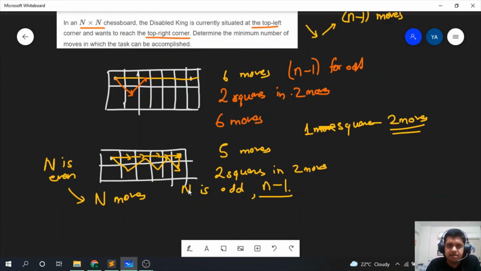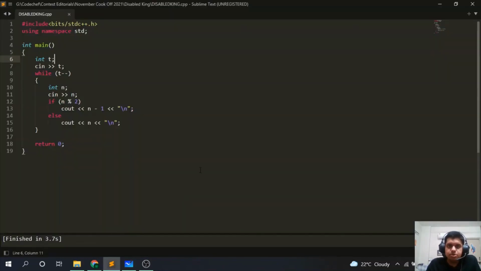Now let us directly go to the C++ implementation. Starting the C++ implementation, first we took input the integer t, which is the number of test cases. Then we ran a while loop. While t minus minus, this will run until the value of t is 0. So this loop will run t times. Inside this loop, we take input integer n, which is the size of the chessboard. Now if n is odd, that is if n mod 2, then we will output n minus 1 like we saw in the solution. Else we output n.